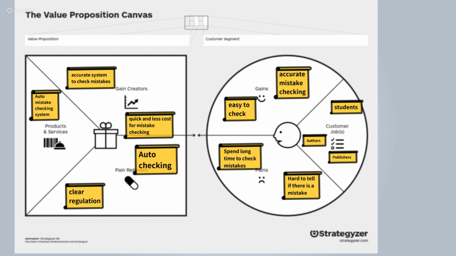For the publishers, the auto checking takes little time, and there's no need for so many people to check every article. The system can do everything. Also, for individual users, there are clear regulations to tell them there is something wrong with the article. You cannot use this word. And for the creators, this is a really accurate system to check mistakes. Also, it is quick and costs less for mistake checking. Thank you so much.